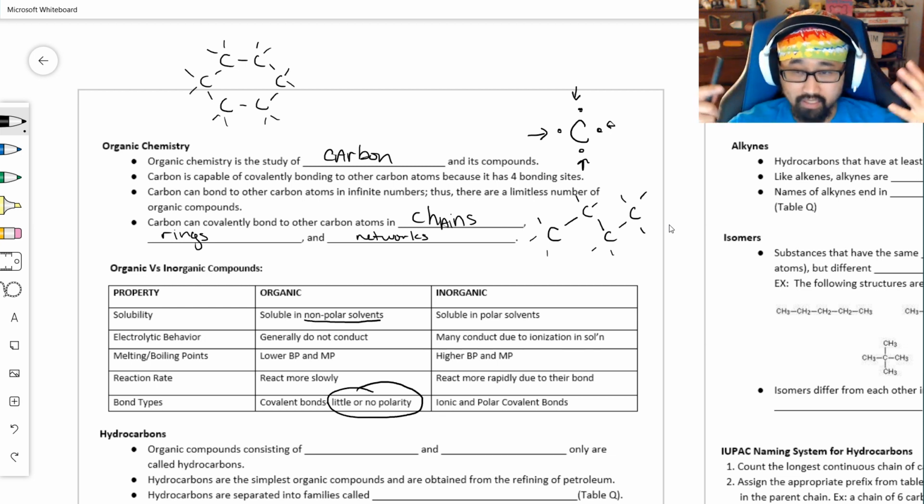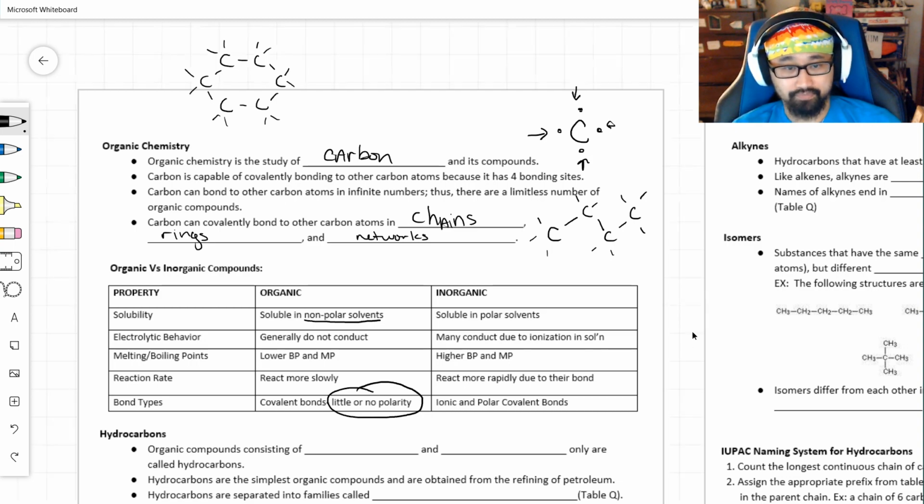You have to think about it. You have to work your way through it, but that's what the bond types. That's the important part, right?